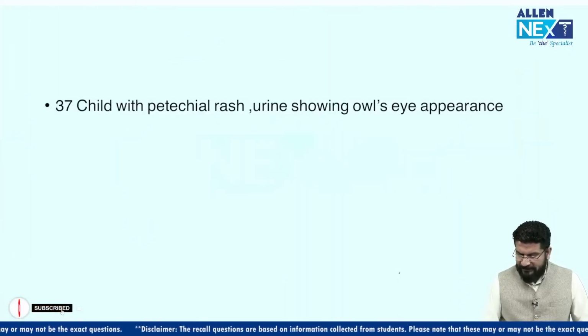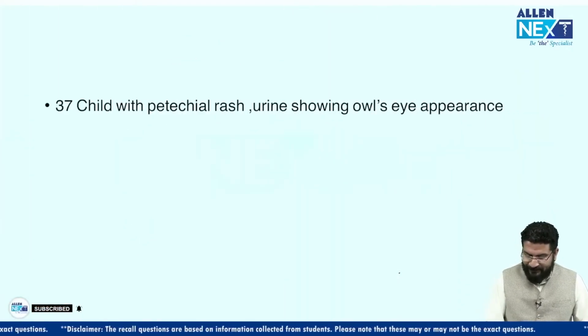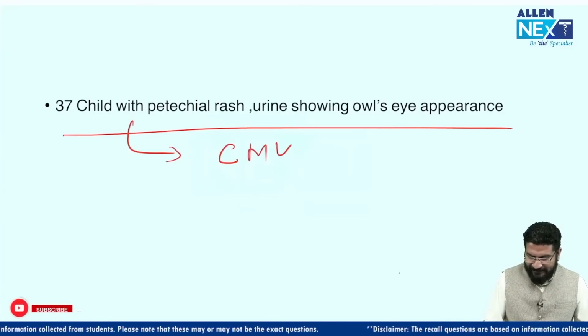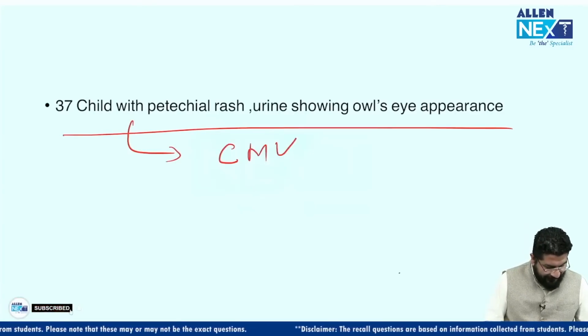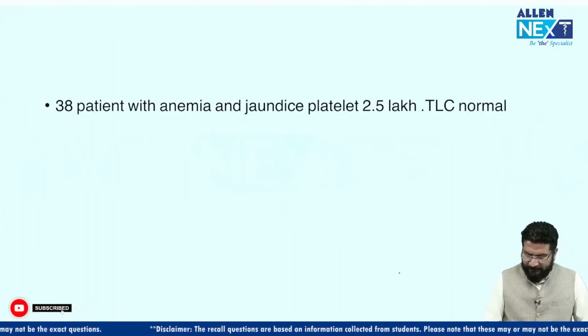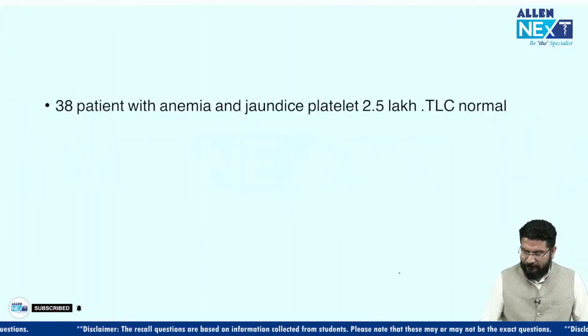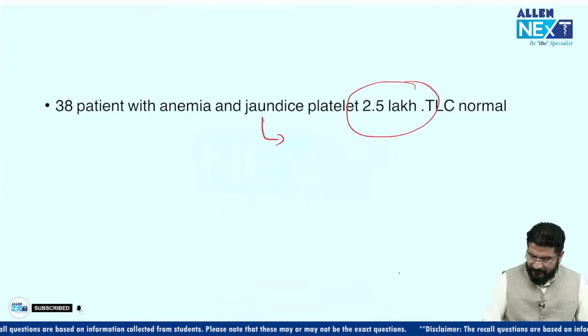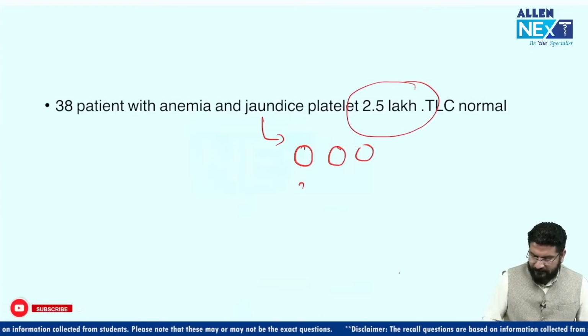Okay, child with petechial rash, urine showing owl's eye. This was the question you all were waiting for, and I think this is discussed in pediatrics as well. This is a case of CMV, an easy one, cytomegalovirus. Next, a patient with anemia and jaundice, platelet count is 2.5. Again, a slide was given which was suggestive of spherocytes. Spherical RBCs were given. So spherocytes.